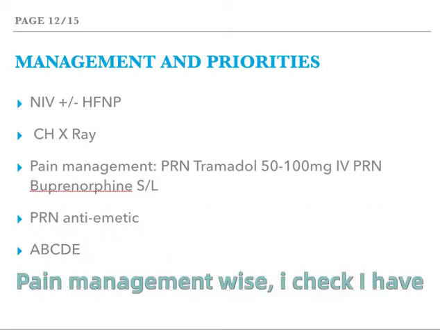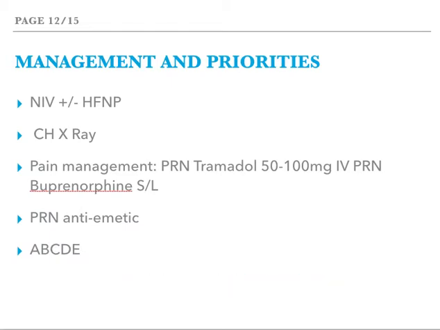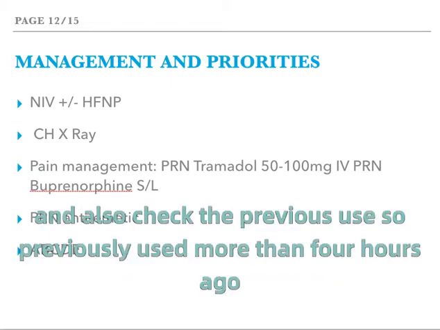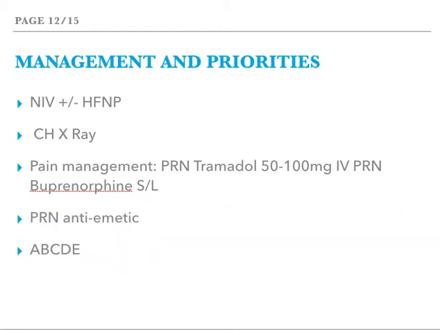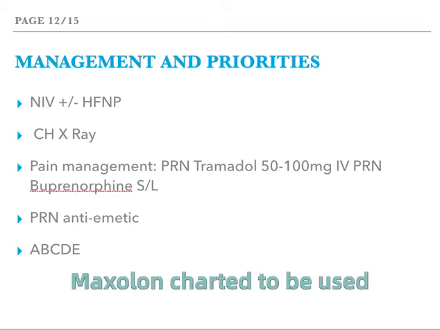Pain management as well. I have checked the PRN pain medication. She does have tramadol, 50 to 100 milligrams IV push, and buprenorphine sublingual, and I also checked the previous use. Previous use was more than 4 hours ago. PRN antiemetics: she has ondansetron and Maxolon to be used.